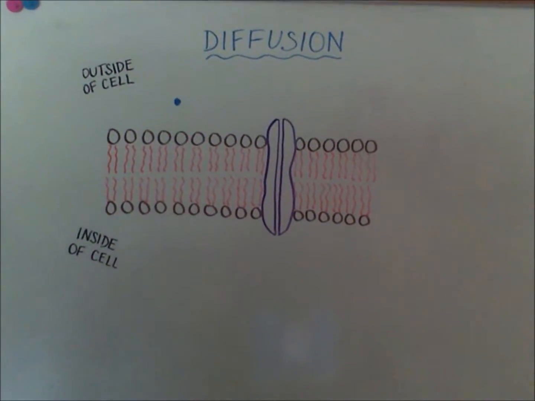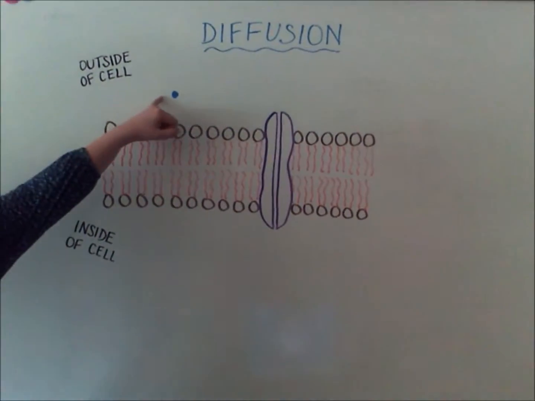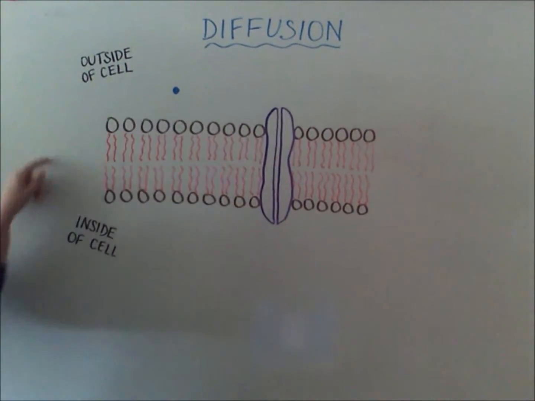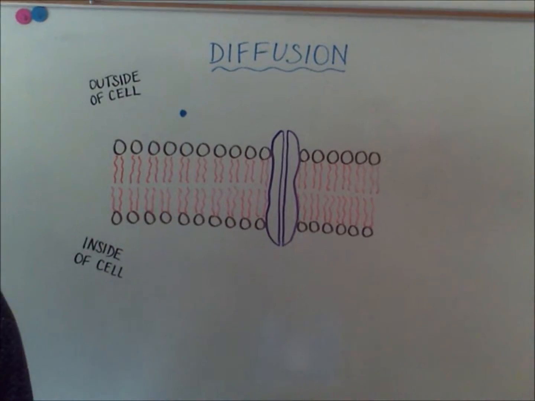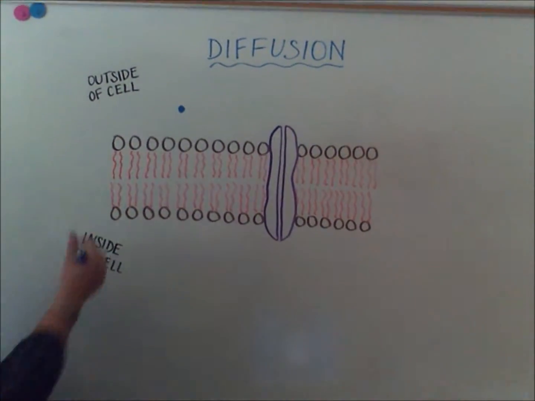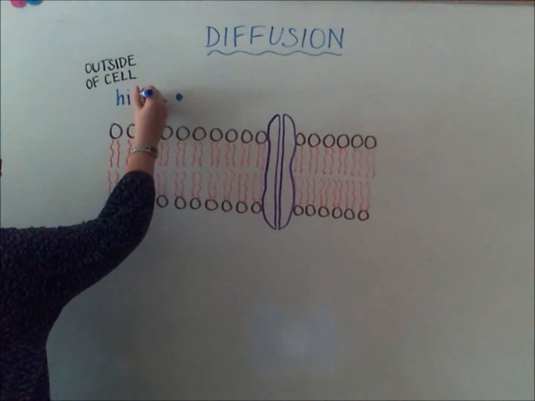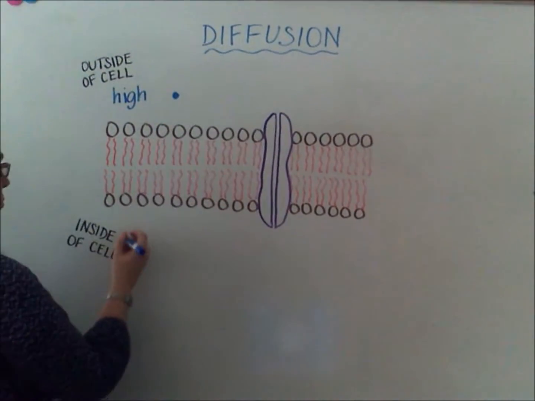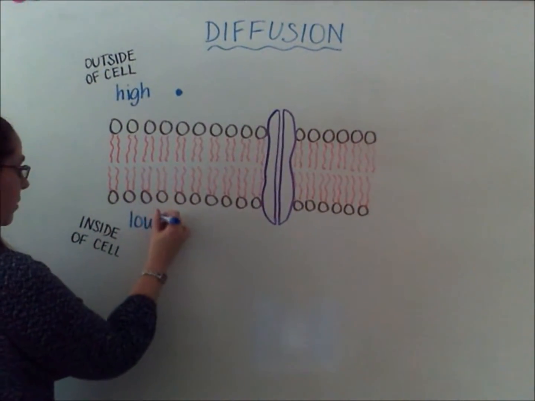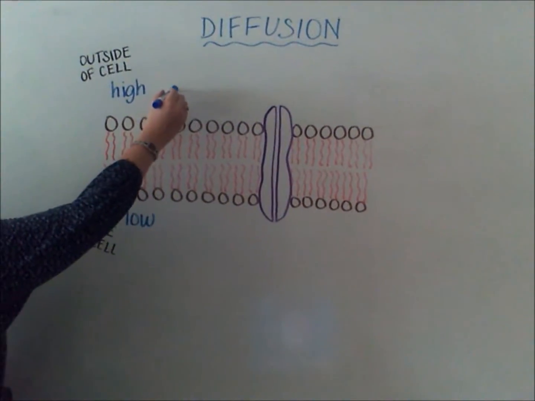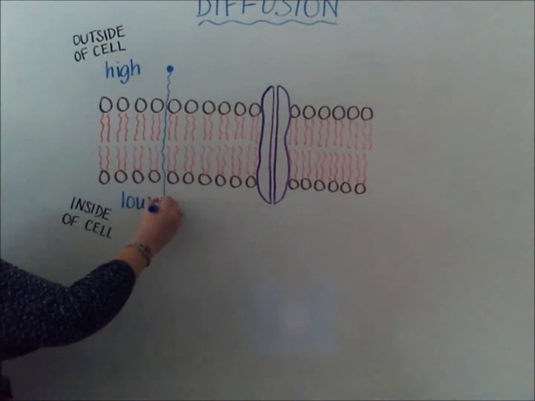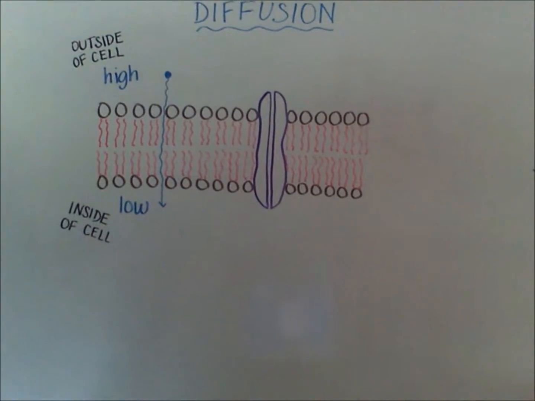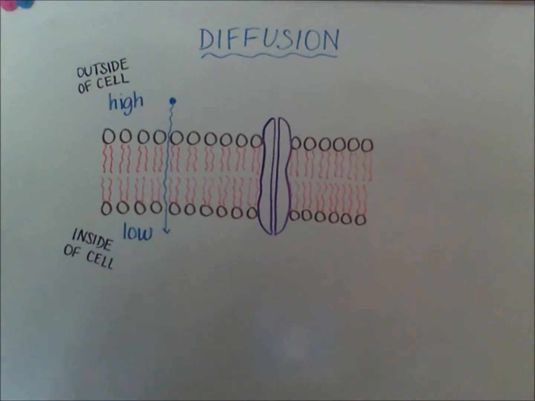Diffusion is when you're moving a very small particle from outside of the cell inside of the cell. It doesn't use any energy, and it always goes from high concentration to low concentration. So this tiny little particle can kind of just swim right on through the lipid bilayer of the cell membrane.